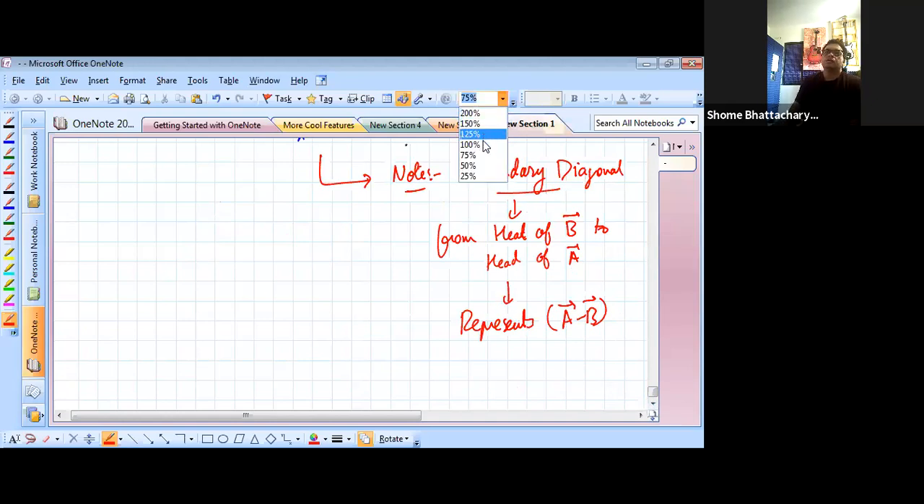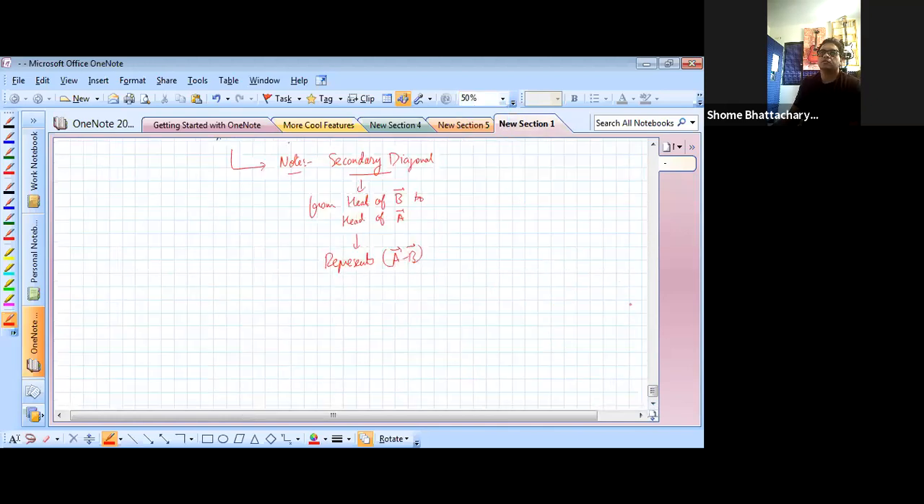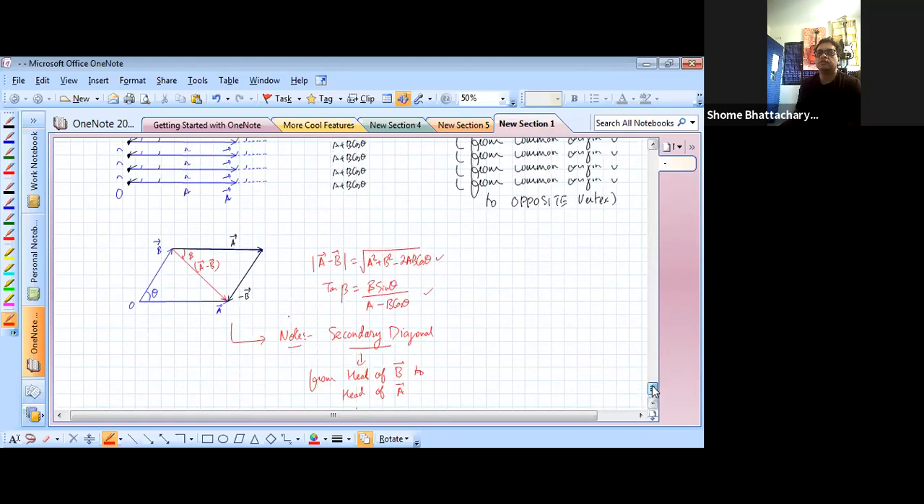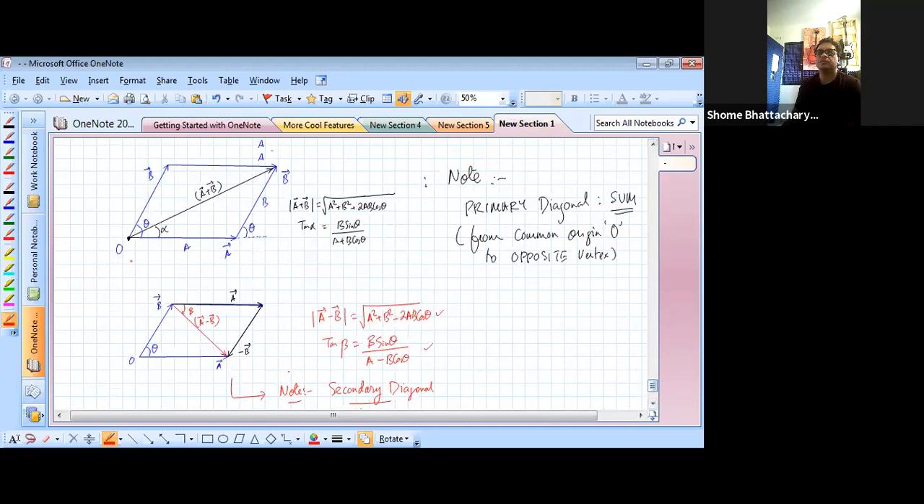Okay, so that is the complete explanation of parallelogram law or the vector parallelogram. And you can see that in the same parallelogram, the primary diagonal from the origin to the opposite side represents the sum, and the secondary diagonal, which is from the head of B to the head of A, that represents the difference. And the formula for the primary diagonal or the sum is this one, and the formula for the secondary diagonal or the difference is this. Okay, yeah, we have completed the lecture anyway.